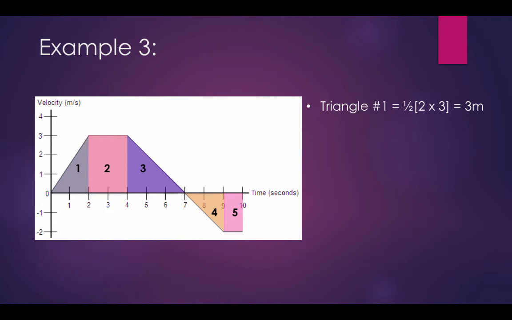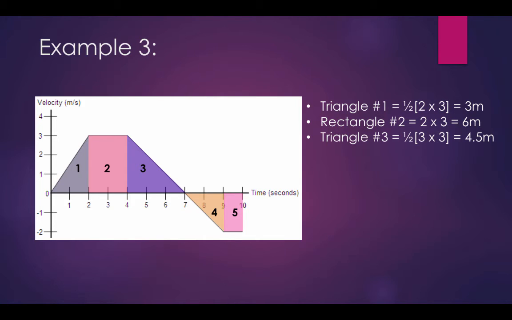Triangle number 1, 1/2 base times height. The base is 2, 2 minus 0. The height is 3, 3 minus 0. The result is 3 meters. Rectangle number 2, base times height. The base is 2, 4 minus 2 makes 2. The height is 3, 3 minus 0 is 3. The area of the rectangle is 6 meters.